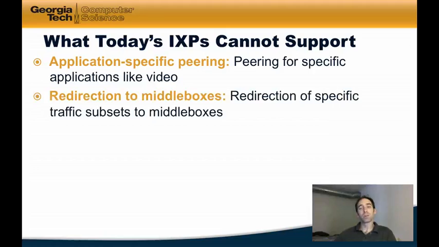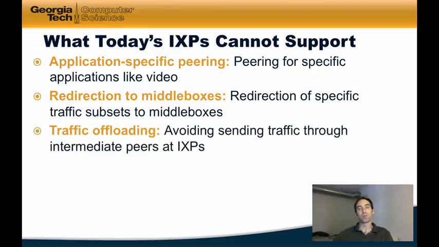It is also particularly hard to redirect specific subsets of traffic to middle boxes that might perform more complex operations on traffic, such as transcoding or encryption. Traffic offloading is also difficult. Supposing that there are 3 ISPs that all connect at the same exchange point, and one of those ISPs is an intermediate transit provider for the other 2. In today's IXP, traffic must traverse the links of the intermediate ISP that's providing transit between the other 2, consuming valuable bandwidth on the ingoing and outgoing links at the exchange for that intermediate ISP.